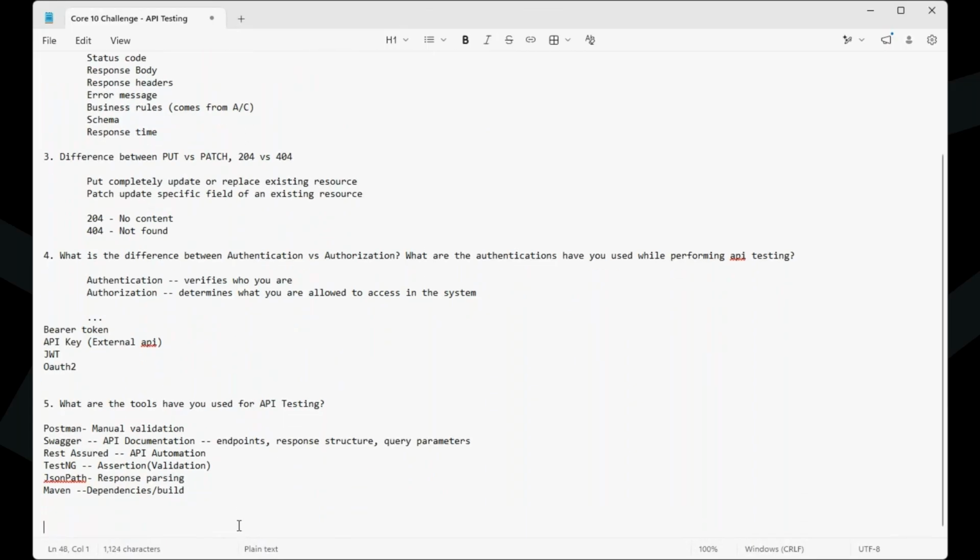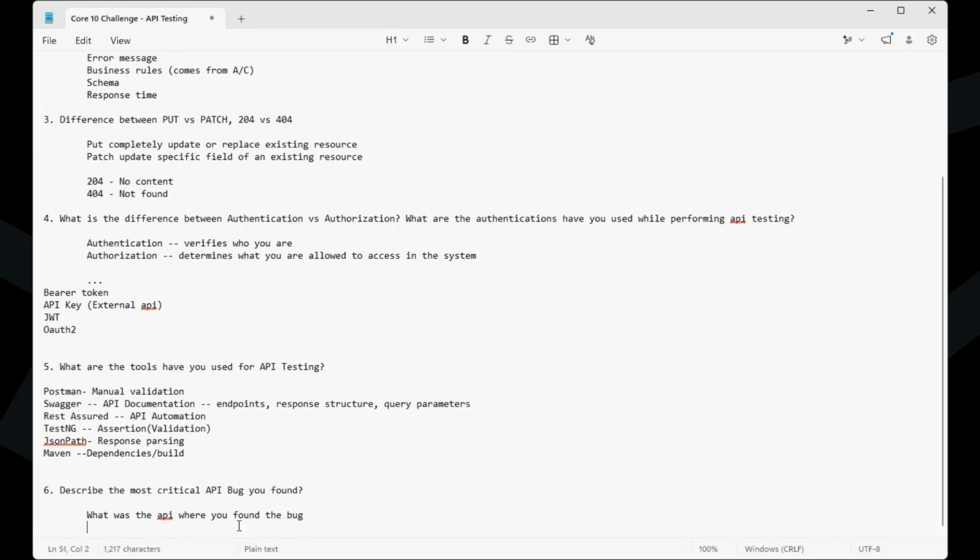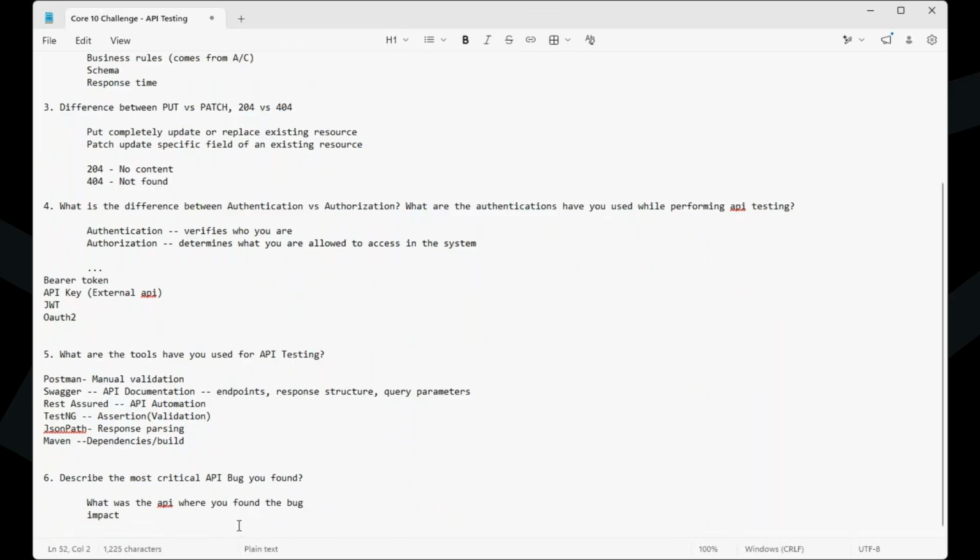The following question you may get, let's say about an API bug. They ask you to describe the most critical API bug found. You can talk about a bug, and at first you need to talk about what the API was where you found the bug, and then what the impact on the business was, because there was a bug, right? There should be impact, right?